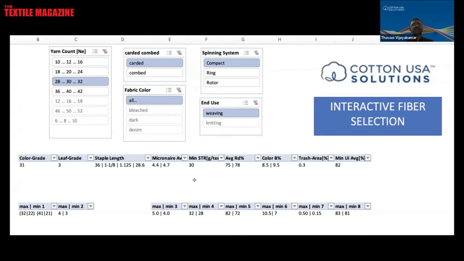So this is an attempt the CCI has made to standardize the parameters according to the count, the process, carded or combed, spinning system, whether compact, ring or rotor, end use, knitting or weaving, and also the color, whether it's for dark color or for bleach color, mainly because very frequently we get a complaint that US cotton is not suitable for dark colors. So what Alain has presented showed there was absolutely no problem if the correct cotton parameters were selected. And there are plenty of bales available with those parameters suitable to produce dark colors with US cotton. Thank you very much for the time.